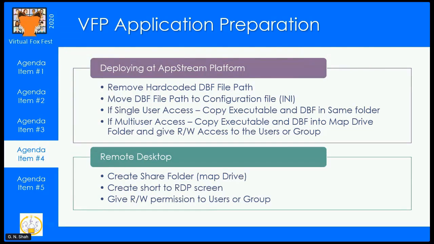You need to make sure your file path is configured in an INI file so you can put that URL where you're going to configure your AWS file system. Or if you're using Microsoft Azure, then you have to put a OneDrive or SharePoint path there. For single user access, copy the executable and DLL in the same folder.